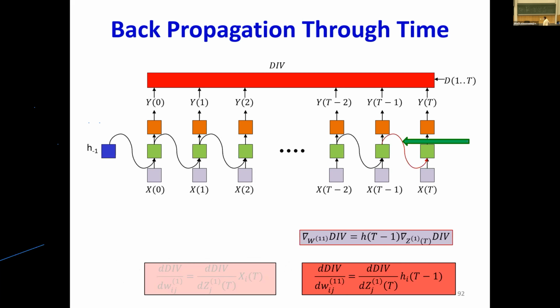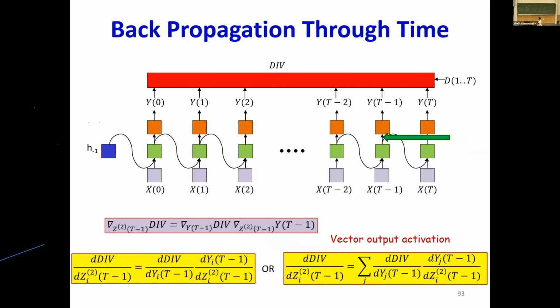So that is simply going to be over here h of t minus 1 times the derivative at the hidden state at the next time, right? So now I'm done with the final time instant. Let me begin working my way back to the previous time instant, right? Now at the previous time instant, I can do the same thing. I have the derivative with respect to y of t minus 1. I can multiply that by the Jacobian, the derivative with respect to z of t minus 1.